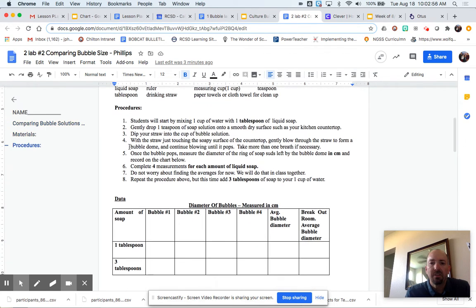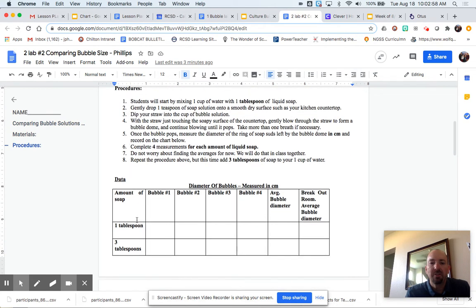All right, and then if you keep going down, here's the data table that you're going to end up filling out. So when you have a good bubble using the solution of 1 tablespoon of soap to 1 cup of water, and you're like, okay, I measured it just like Mr. Phillips showed me in the video, and I like this one, so I'm going to put 22 centimeters. And then this one, you do it again, measure it, and whatever it is, you put it again, and so on. So you repeat that experiment 4 times.